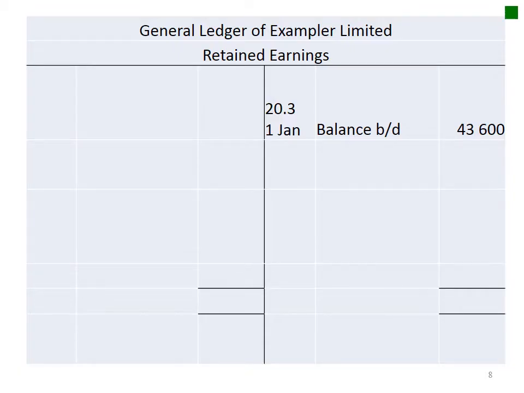So the first amount that's going to go into the retained earnings account on the credit side is the balance of 43,600. Retained earnings will always have a credit balance unless you've got retained losses or accumulated losses. Then those will have a debit balance. But everything in equity normally has a credit balance.